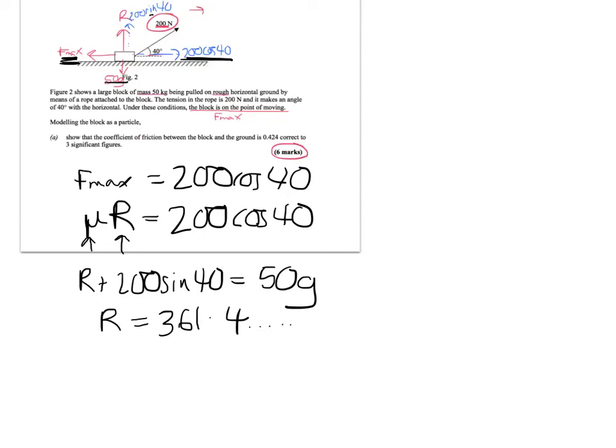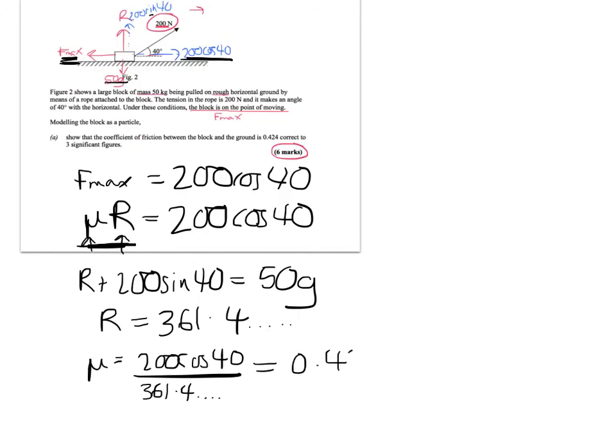Now we've found R, we can use that to find mu by substituting back in here. So mu is 200 cos 40 divided by R, which is 361.4... If we put this on our calculators, we get 0.4238... Again, we're giving about 4 significant figures and then the dots. But now this is our final answer, and it's telling us to give our answer to 3 sig figs. So we'll do that now, because we've finished the question. 0.424.